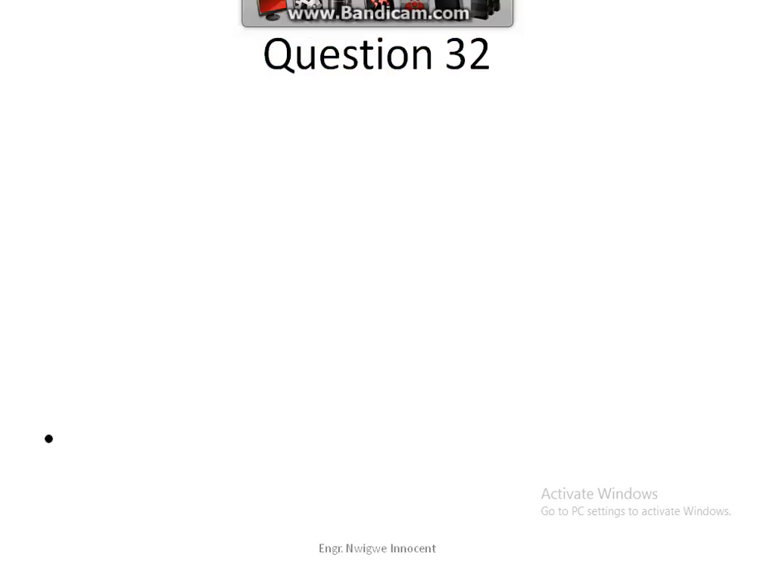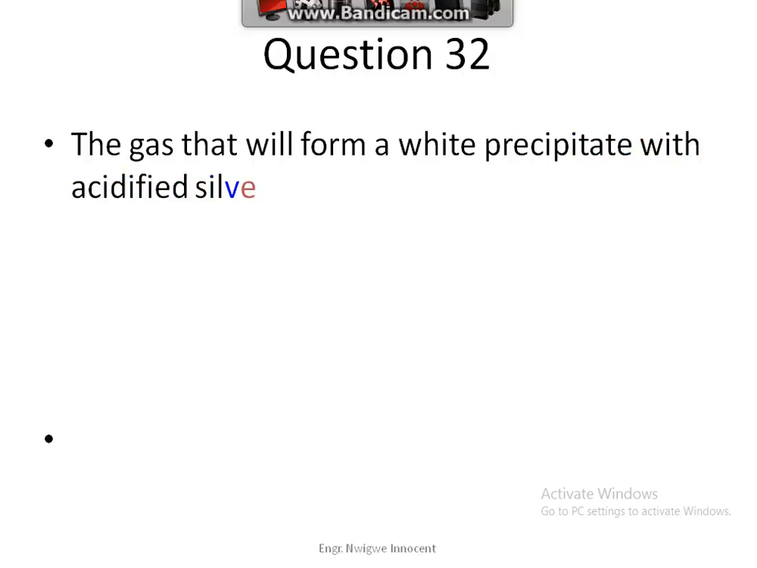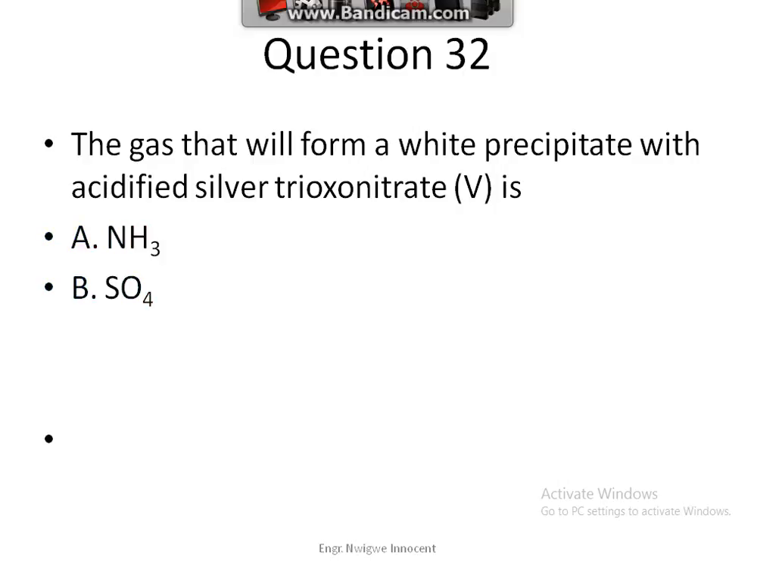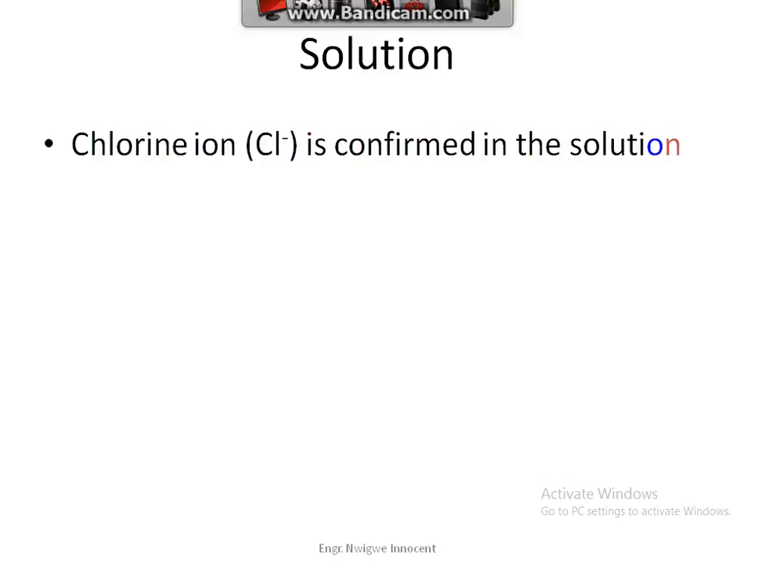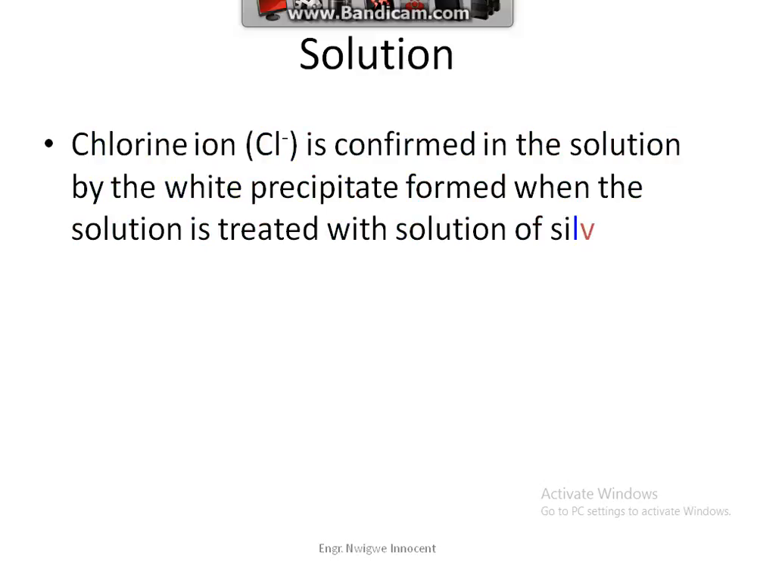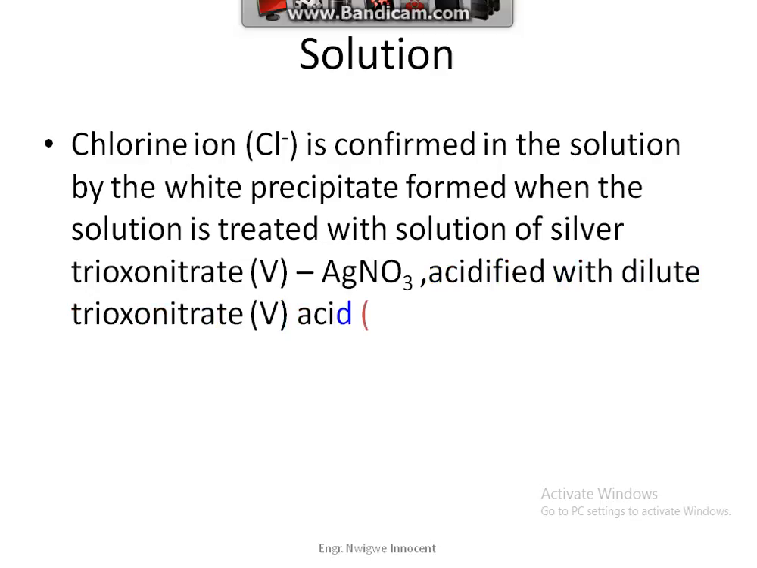Question 32. The gas that will form a white precipitate with acidified silver trioxonitrate 5 is: A. Ammonia NH3, B. SO4, C. CO2, D. HCl. Solution. Chloride ion Cl is confirmed in solution by the white precipitate formed when the solution is treated with silver trioxonitrate 5 solution, AgNO3, acidified with dilute trioxonitrate 5 acid, HNO3. Therefore, the answer is D.